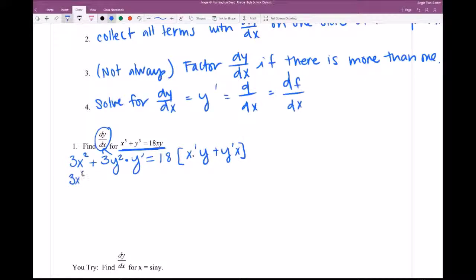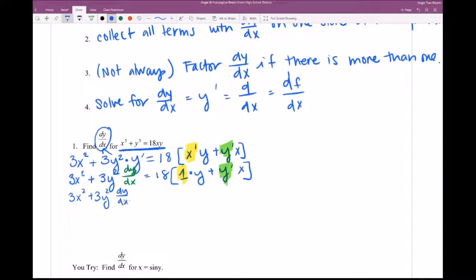From here, we're slowly going to see if we can combine some things. 3y squared stays, times y prime. I'm going to write that as dy/dx, because later I would have to move it to one side. Equals 18 stays out the same. X prime, the derivative of x, is 1. So the derivative of x is 1, times y, plus y prime times x. That's the difference between these two. Let's go back and check. The derivative of x is 1, but the derivative of y maintains as a y prime because we are taking the derivative with respect to x.